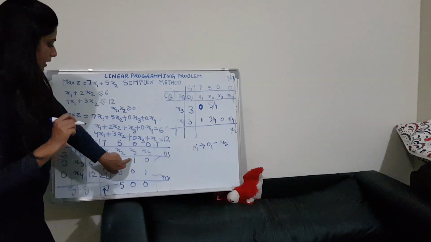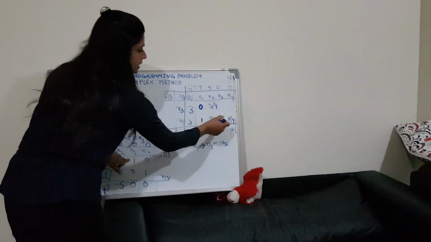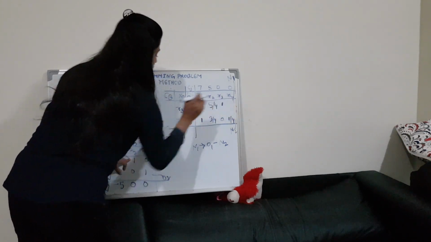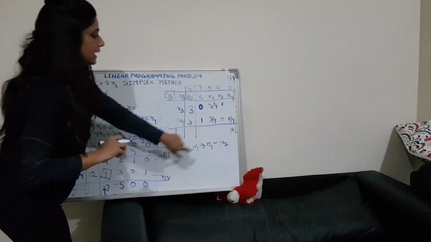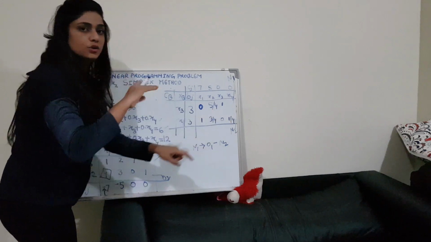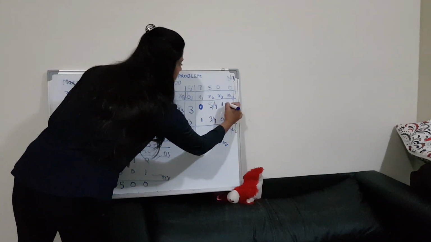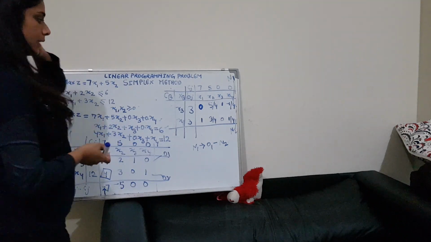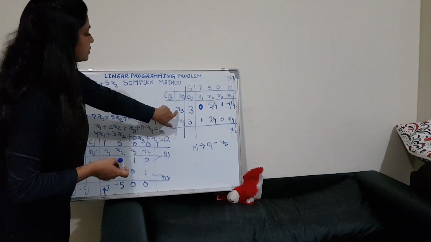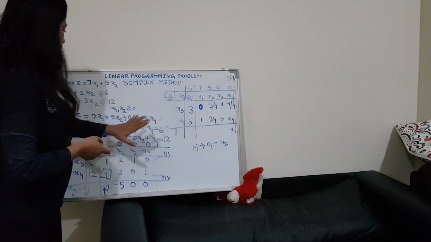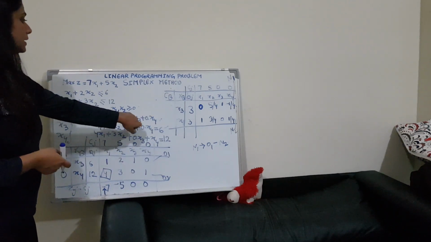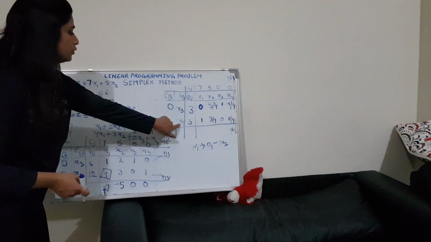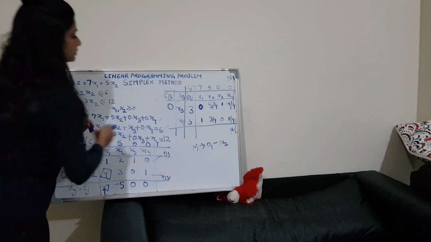Now x3, here 1 and here 0. So 1 minus 0 is 1. x4, 0, and here 1 by 4. So 0 minus 1 by 4 is minus 1 by 4. CB is the coefficients of x3 and x1, which we will take from this equation. x3 coefficient is 0 and x1 coefficient is 7.